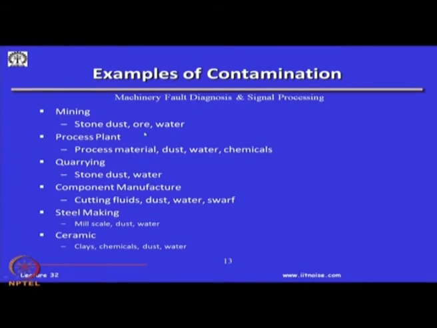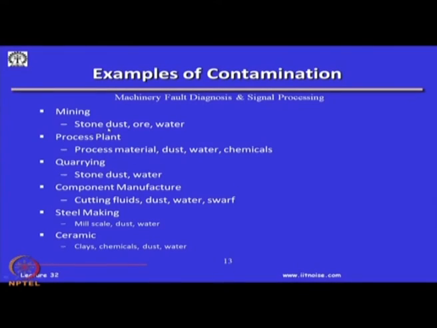Okay. And examples of contamination, just as a closer: we will have mining. Usually, if you go to a mine, it is stone, dust, ore or water. Process plant, it is process material, dust, water. A lot of water comes in the mining process plant and quarrying. Component manufacture, ceramic, you will have a lot of clays and chemicals. So, this also gives us a clue as to what happens.